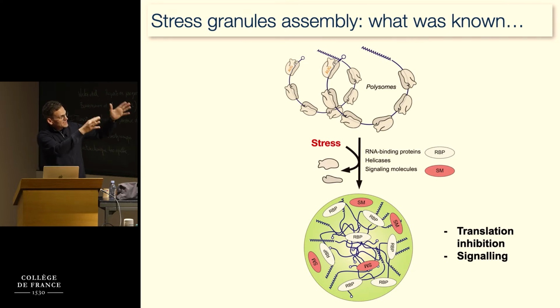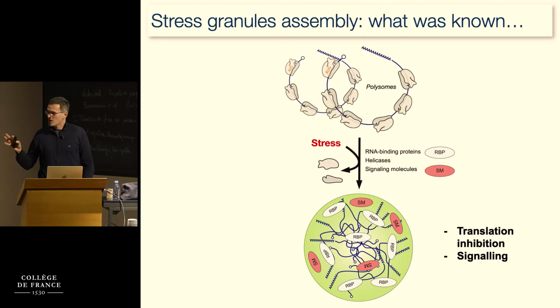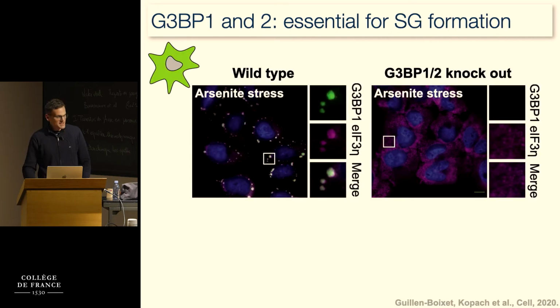So, you know, RNAs are being translated, and then they assemble together with all these factors into these structures. This is, of course, a very complex phenomenon, right? I mean, how do you rebuild this in the test tube? And we started from genetics because there was some evidence that two proteins, which are actually very similar, called G3BP1 and 2, are absolutely required for the formation of stress granules. And you can see this here.